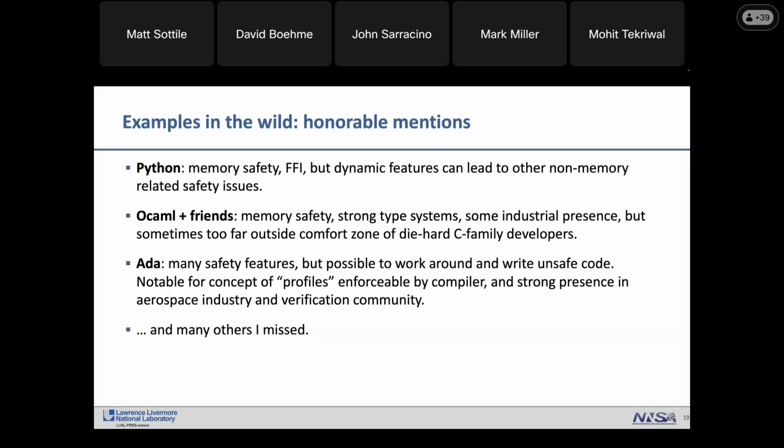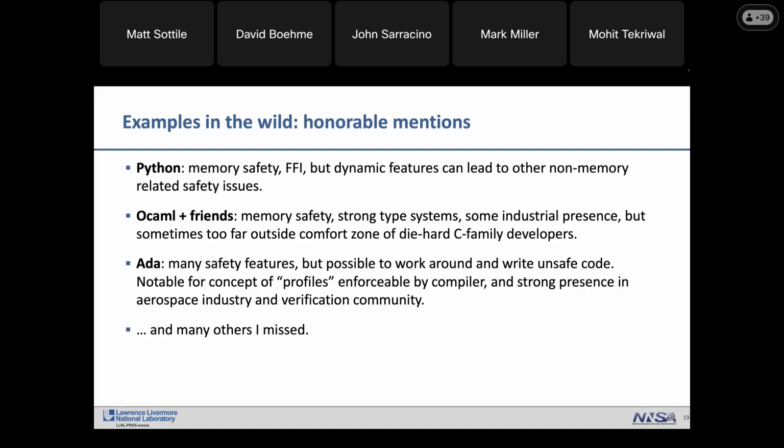There's also the functional languages. They tend to be in the memory safe world because they also tend to have very strong type systems that allow you to prevent a whole bunch of bugs. And they do have industrial uptake, especially in the high assurance world, the compilers world. But they tend to be too far outside the comfort zone of most developers to really take root.